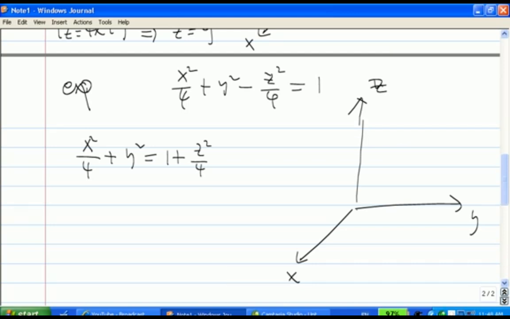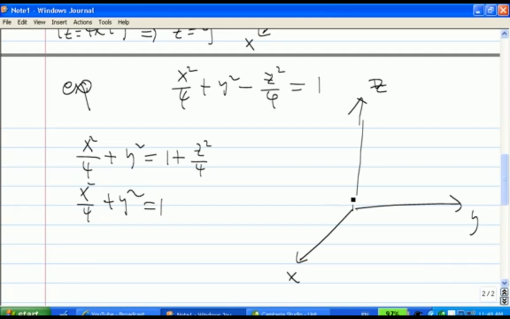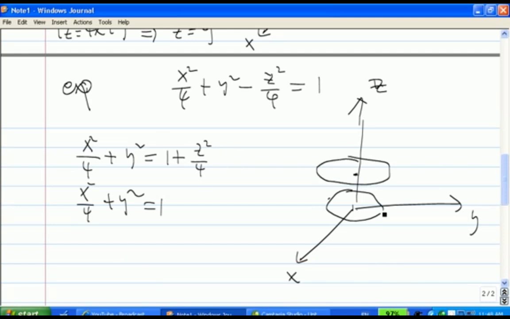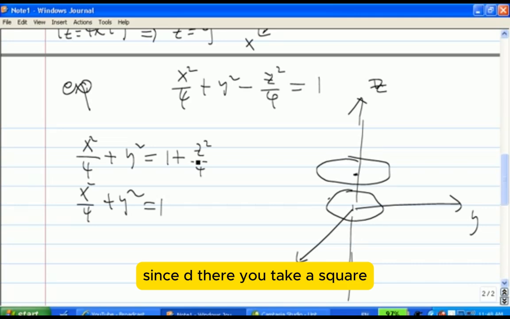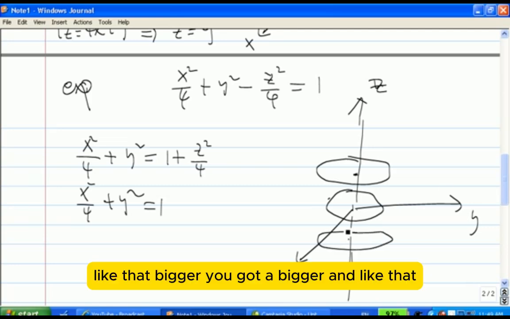Now, when z equal to 0, you got x squared over 4 plus y squared equal to 1, which is an ellipse. Now, when z is 1, say here, z equal to 1, the right hand side is bigger, so you got a bigger ellipse. Since z is squared, z equal to -1 gives you the same thing. Like that, bigger and bigger.